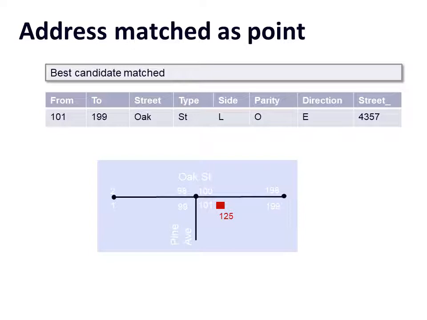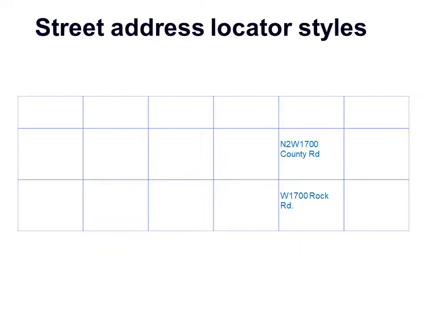That is important because it tells you which side of the street it's on. If it's an even number, it's on the left. If it's an odd number, it's on the right. And so you have 125, which is an odd number, which would be on the street. And this is literally like looking at a distance number from 101 to 198. And so at 125, that's sort of where it's at. So let's look at street address locator styles and see how some of this stuff looks.